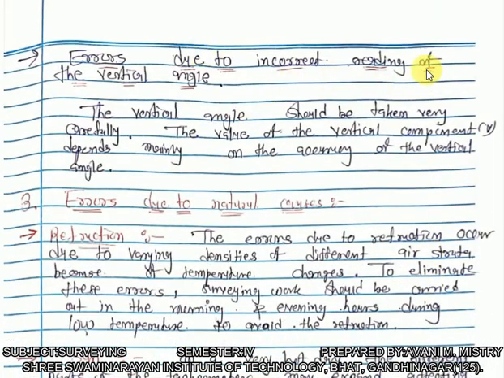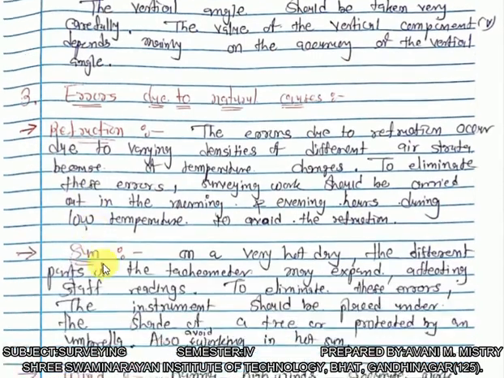Errors due to the incorrect reading of the vertical angle. If the vertical angle is not correct, then we don't get the vertical distance very accurately. So the vertical angle should be taken very carefully. The value of the vertical component depends mainly on the accuracy of the vertical angle.